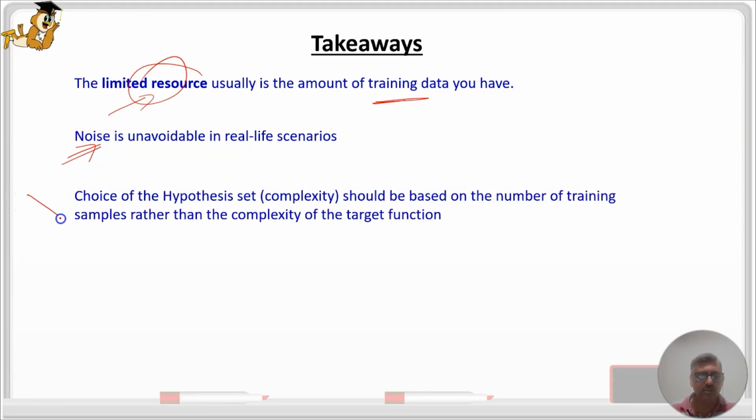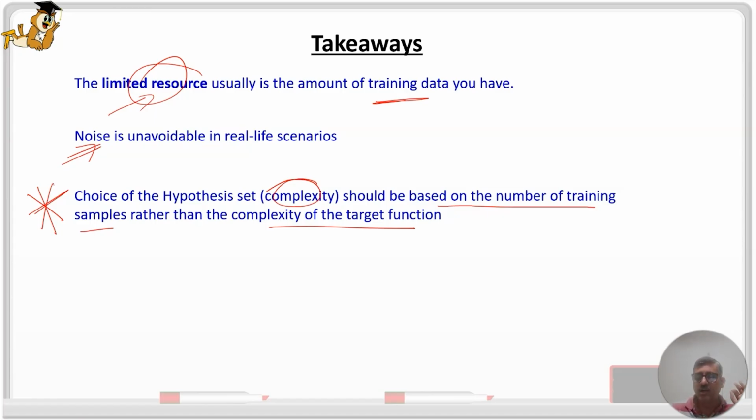Very important. This is the most important takeaway. The choice of the hypothesis set, that means the complexity of the hypothesis set, should be based on the number of training samples you have rather than the complexity of the target function. I'll repeat. The choice of the hypothesis set in terms of its complexity should be based on the number of training samples that you have rather than the complexity of the target function.